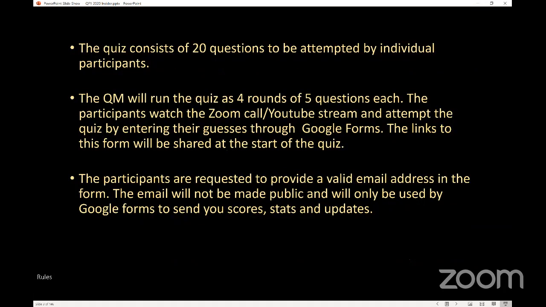You are requested to provide a valid email address in the Google form. This email ID will never be made public. It'll only be used by Google Forms to send you the scores, stats, and updates. At the end of the quiz, once you press submit, you will get an automated message from Google Forms with a score, so you will need it for that. This will never be made public, and QFI will never send you unsolicited mail or any spam.